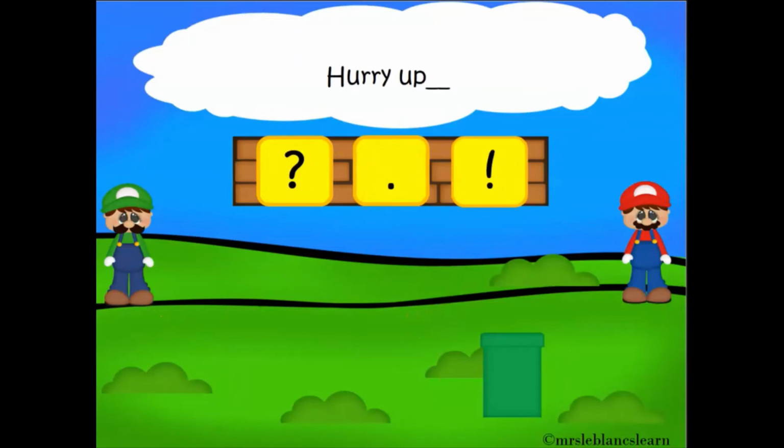Let's try this one. Hurry up. I heard urgency in my voice, and I know we use an exclamation mark when we are showing urgency. Stop yelling. Again, urgent, exclamation point.